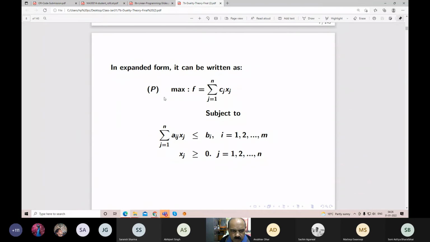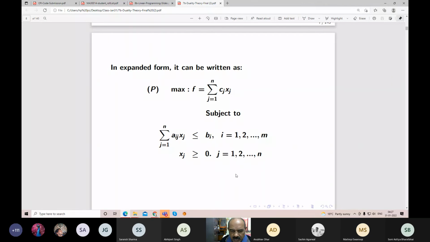Our primal P will be: maximize f equals summation over j varies from 1 to n, Cj xj, subject to summation over j varies from 1 to n, aij xj less than or equal to bi, and xj non-negative. Now there are no nonlinear terms. In this problem, if you are using the simplex method, which simplex method will you apply? Yes, primal simplex.